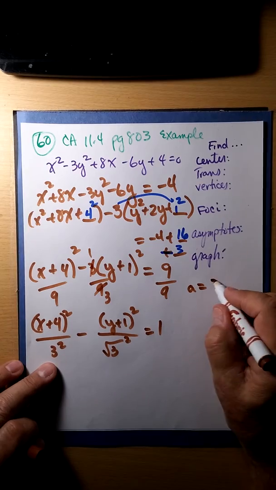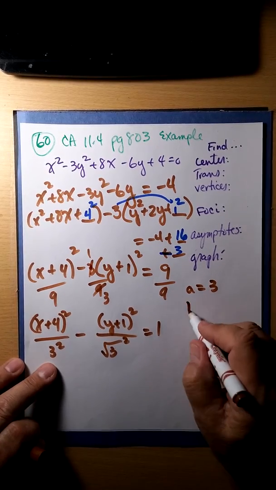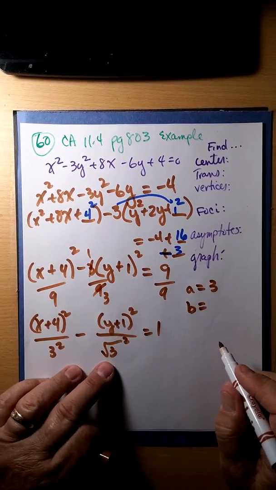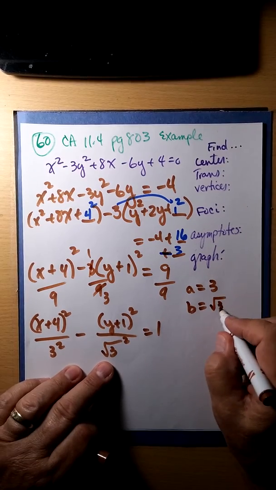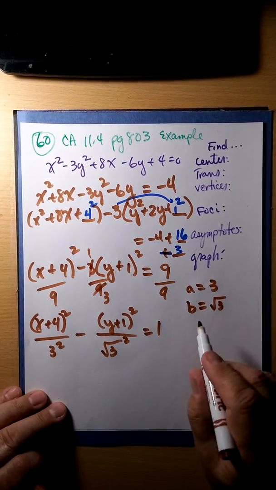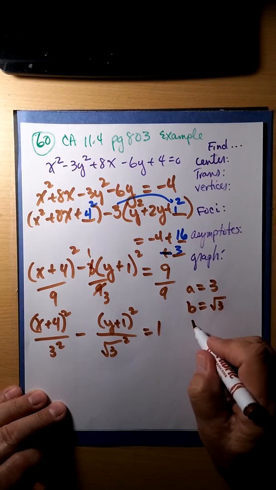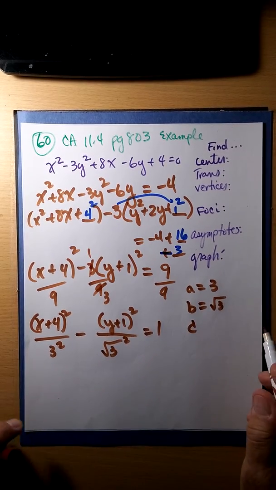So what is a? Stuff underneath the x, 3, not the square. What is b? Stuff underneath the y, square root of 3. That's why we want to write that as a square. Do we need c? Yeah, because we need the foci. And we need the graph.